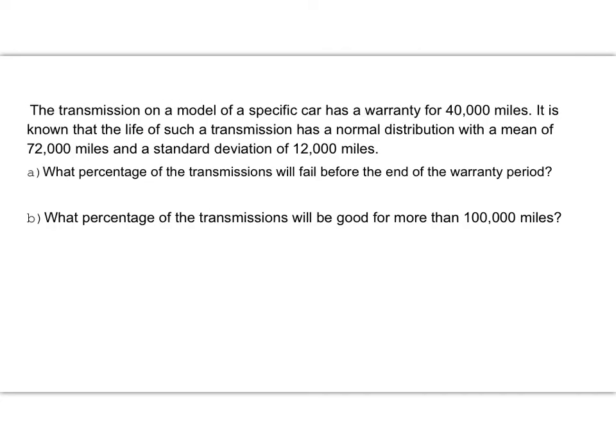All right, here's one for you to try. The transmission on a model of specific car has a warranty for 40,000 miles. It's known that the life of such a transmission has a normal distribution with a mean of 72,000 miles and a standard deviation of 12,000 miles. What percentage of the transmissions will fail before the end of the warranty period, and what percentage of the transmissions will be good for more than 100,000 miles? So pause this video, give this a try, and then turn it back on and we'll check your answers.